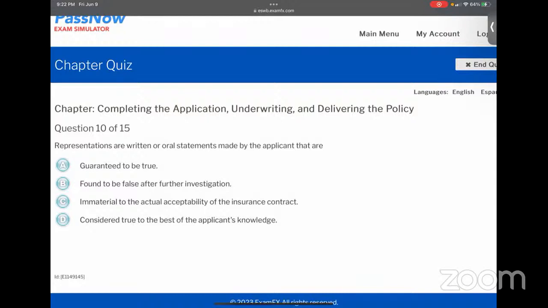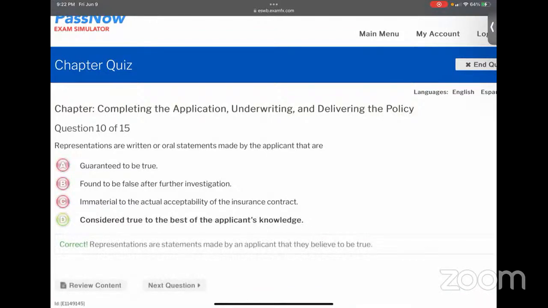All right, so representations are written or oral statements made by the applicant that are, and Paula said D, considered true. D. Yep. Remember, warranties are like guarantees. Mm-hmm. Representations is just to the best of their ability.